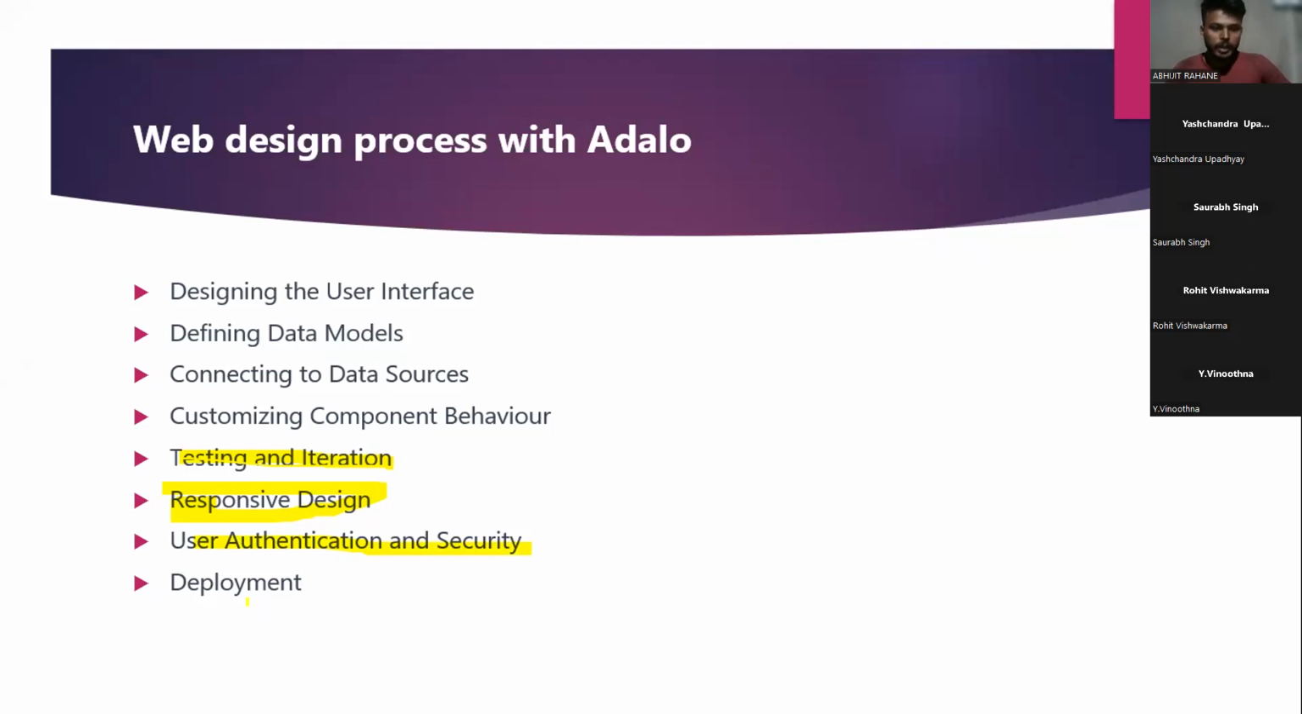The next one is deployment. The deployment option is also here. Once your web app design is finalized, you can choose to deploy it. Adalo provides hosting options where you can host your web app on Adalo server. Alternatively, you can export the code and host it on your preferred web hosting platform. You can simply convert it into HTML CSS code with one click, and you can also host your website on your own web server.